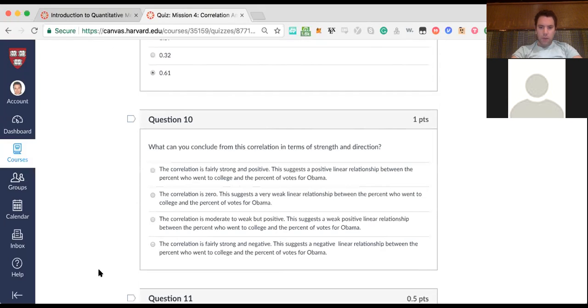So we can see here, question 10 says, what can you conclude from this correlation in terms of strength and direction? If we're saying that our correlation is 0.61, what phrase here will describe this correlation in both strength and direction? This is a positive 0.61 correlation. And remember that the correlations closest to 1 are strongest, and correlations closest to 0 are the weakest. So how can we describe a correlation of 0.61 amongst these 4 statements here?